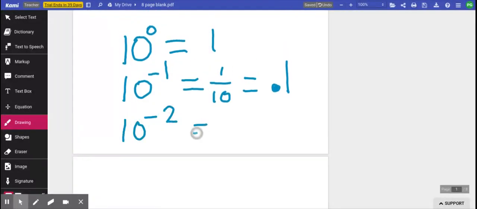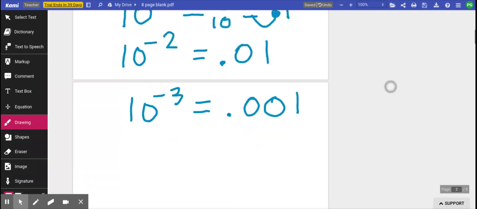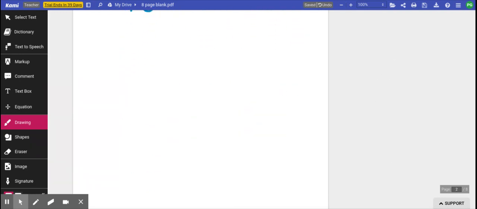10 to the negative 2, we'd have to move that decimal point over again, so it would be 0.01. 10 to the negative 3 would be 0.001, etc. Okay, let's go back. I'm getting ahead of myself.